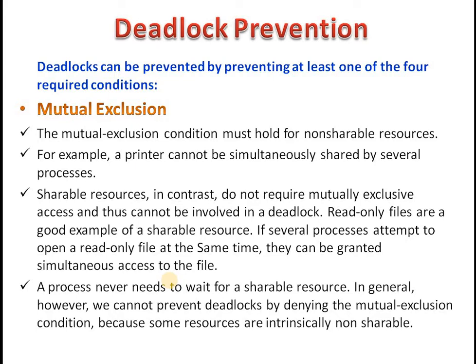In general, we cannot prevent deadlock by denying the mutual exclusion condition because some resources are intrinsically non-shareable. It means that if every resource in the system could be shared by multiple processes, deadlock would never occur. But such sharing is not possible in practice. For example, a tape drive, a plotter or a printer cannot be shared among several processes.